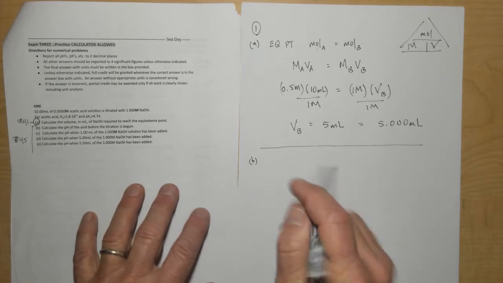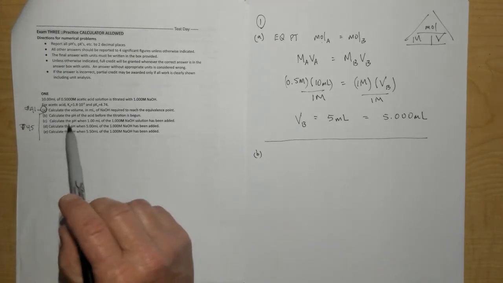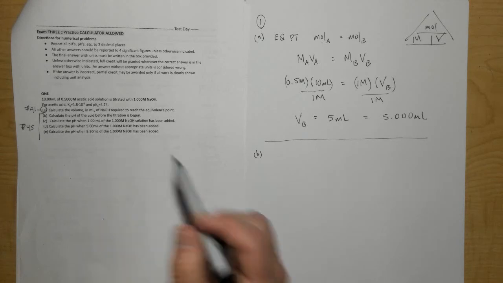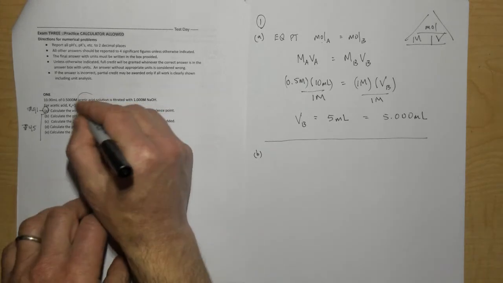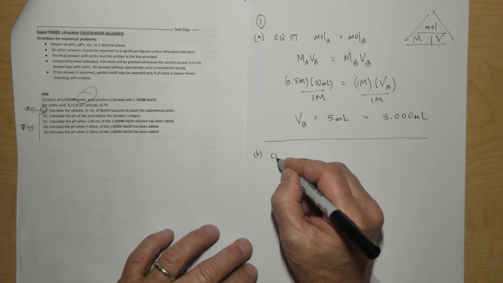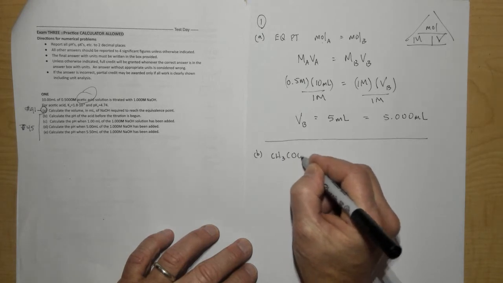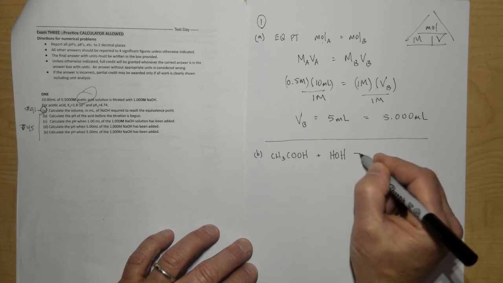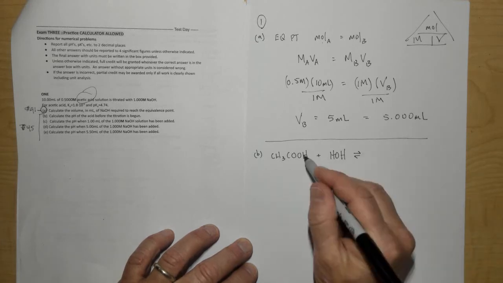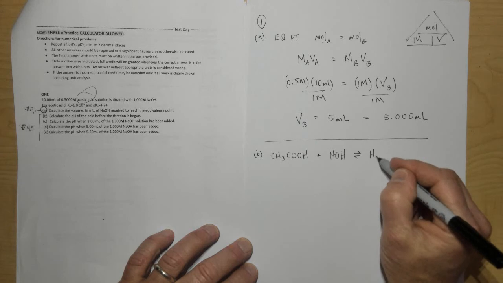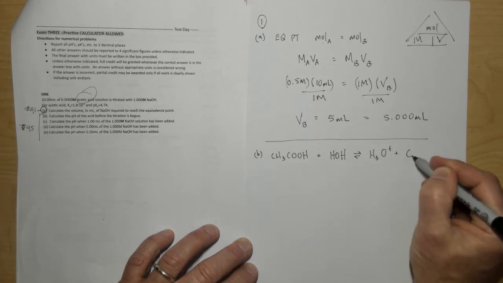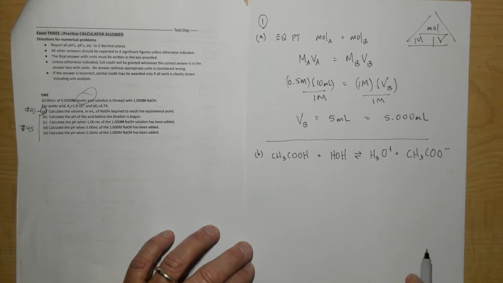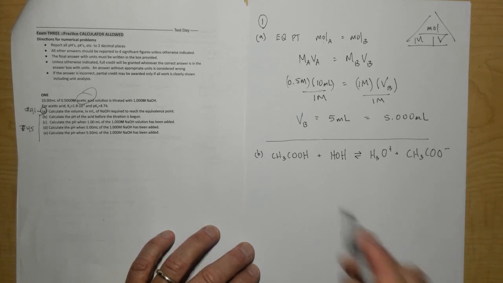Then, in letter B, we get a little bit more challenging. Calculate the pH of the acid before the titration is begun. And so we have acetic acid, CH3COOH. When in doubt, react it with water because it's dissolved in water. It's a weak acid, so it's going to give away its proton to water and give you some H3O+, and then you're going to have some CH3COO minus also remaining.